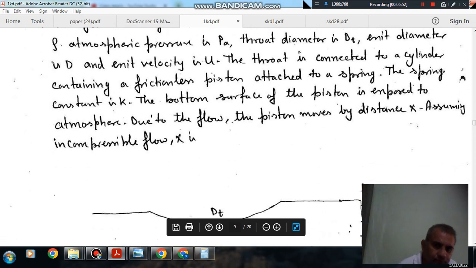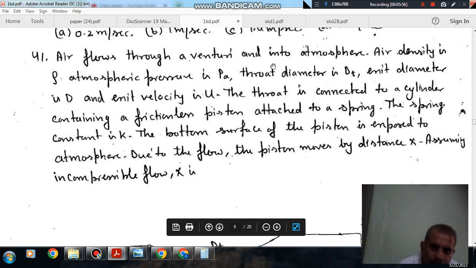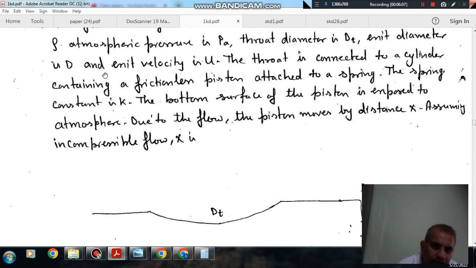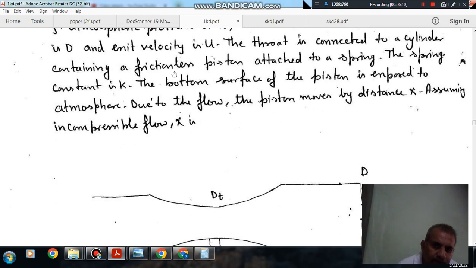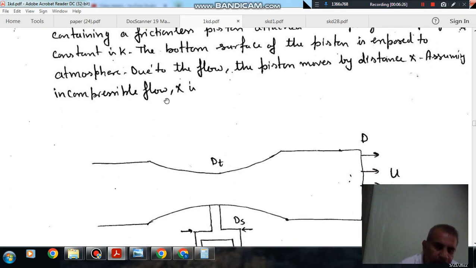Next, air flows through a venturi and into atmosphere. Air density is rho, atmospheric pressure is Pa, throat diameter is dt, exit diameter is d, and exit velocity is u. The throat is connected to a cylinder containing a frictionless piston attached to a spring. The spring constant is K. The bottom surface of the piston is exposed to atmosphere. Due to flow, the piston moves by distance x, assuming incompressible flow.